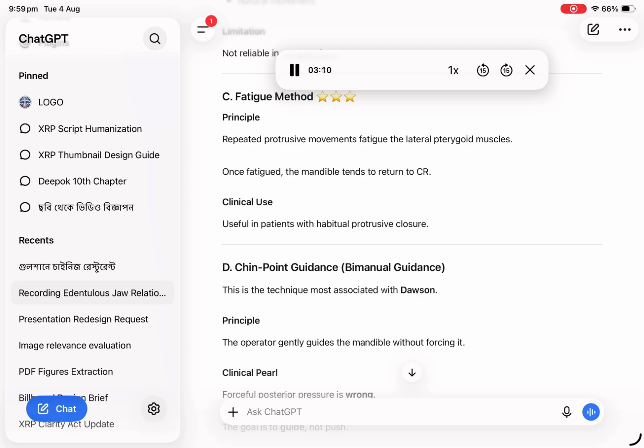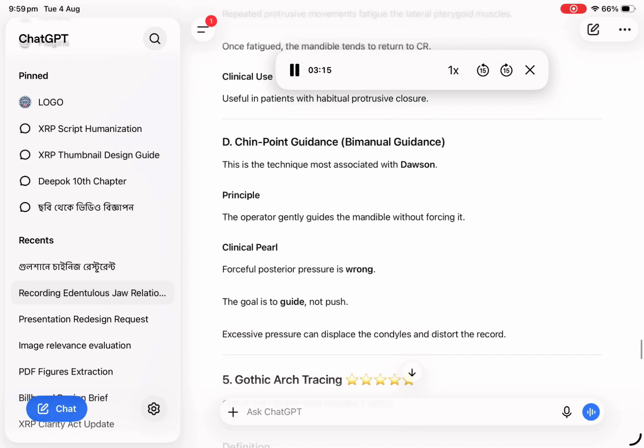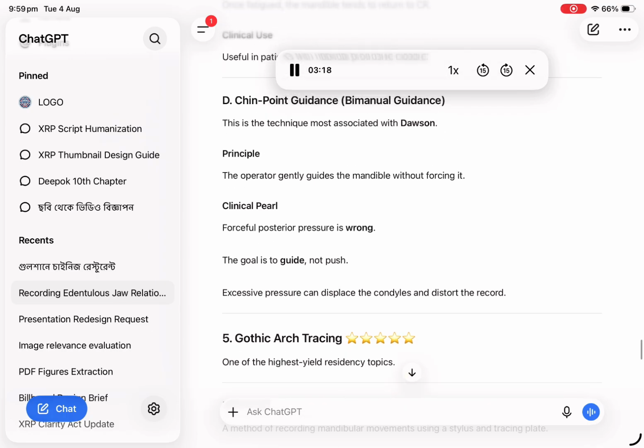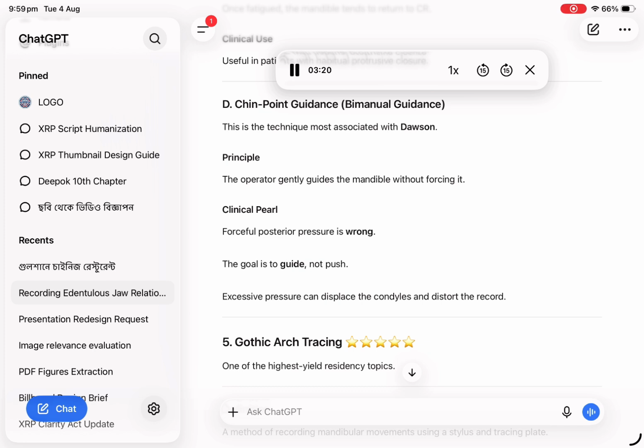D. Chin point guidance, bimanual guidance. This is the technique most associated with Dawson. Principle: the operator gently guides the mandible without forcing it. Clinical Pearl: forceful posterior pressure is wrong. The goal is to guide, not push. Excessive pressure can displace the condyles and distort the record.